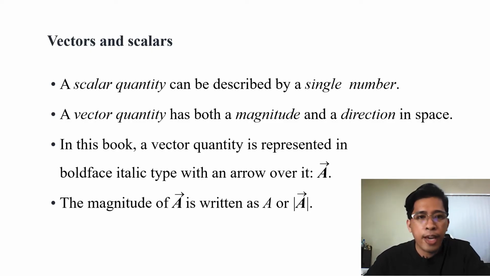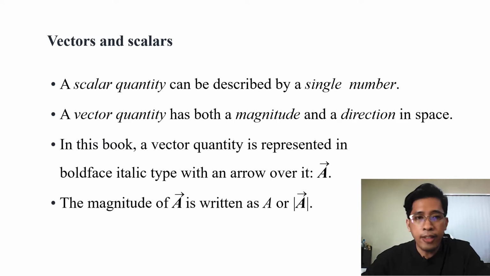So in physics, we have two types of quantities. These are your scalar quantities and your vector quantities. So what are these things? When we say scalar quantity, these are quantities which can be described by a single number. For example, 2 kilometers, 7 inches, 250 newtons, or 5 meters per second. These are some examples of scalar quantities.